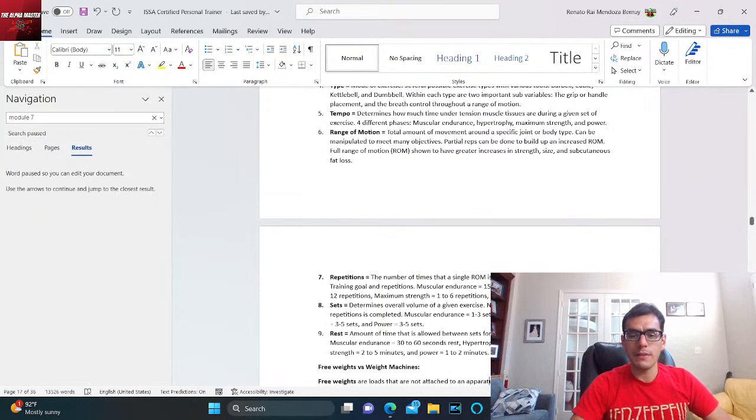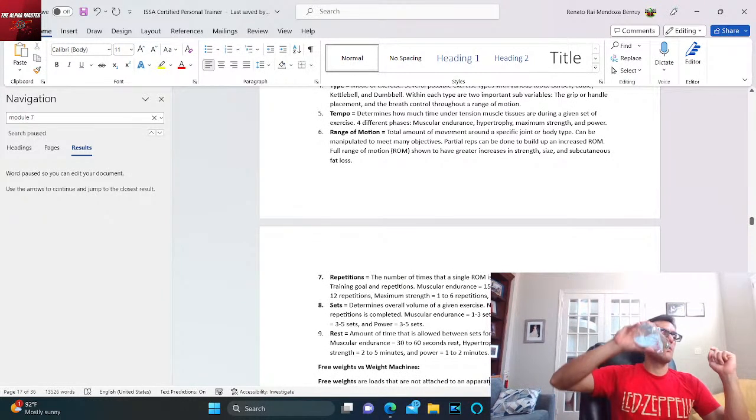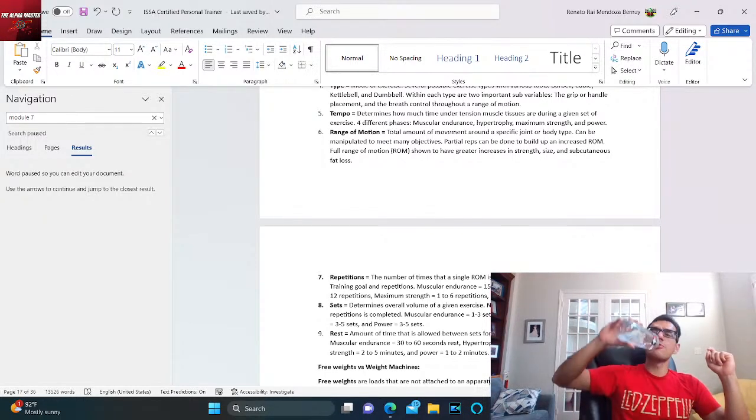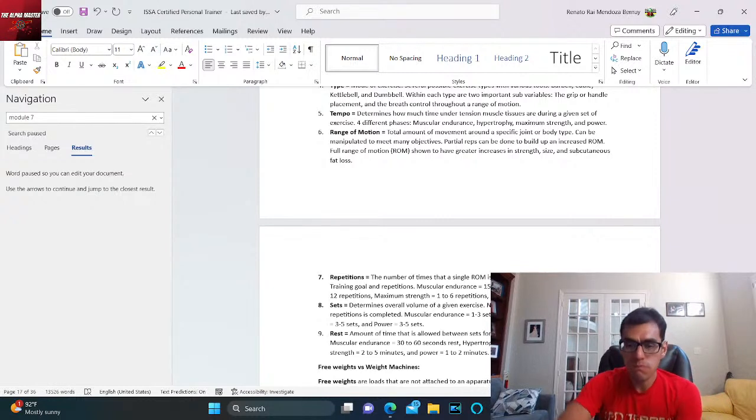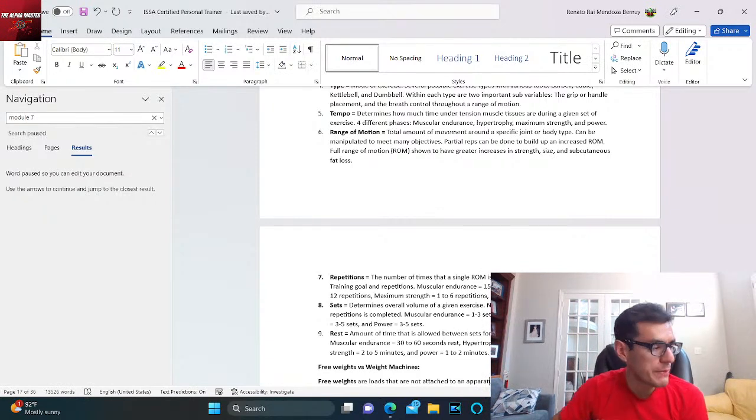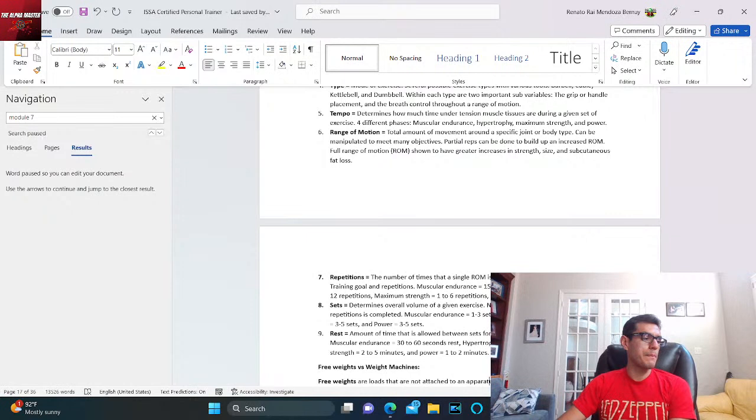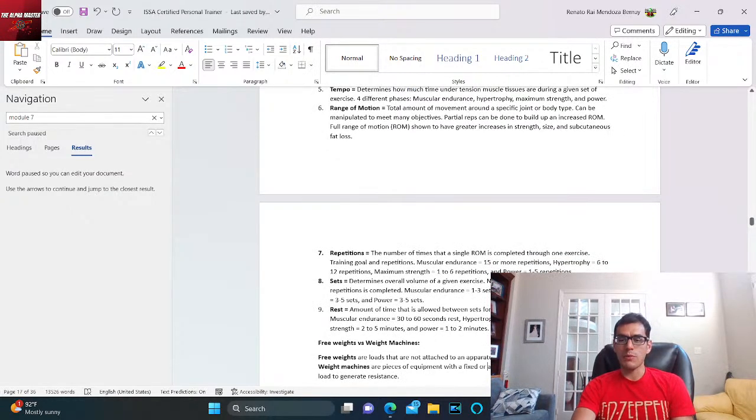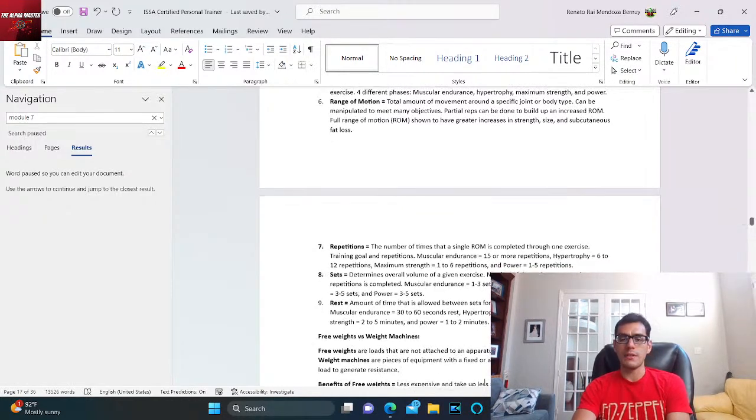Now, in here, you have the free weights versus the weight machines. Free weights are loads not attached to an apparatus, such as barbells and dumbbells. And weight machines are pieces of equipment with a fixed or variable range of motion that use gravity and a load to generate resistance.